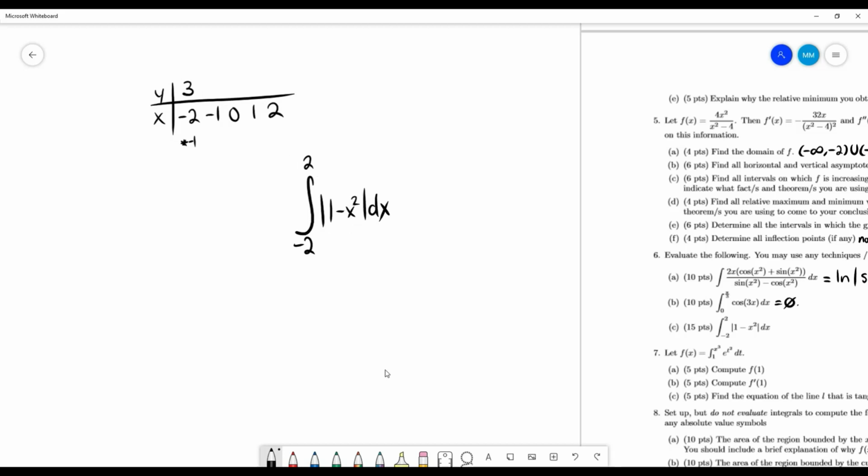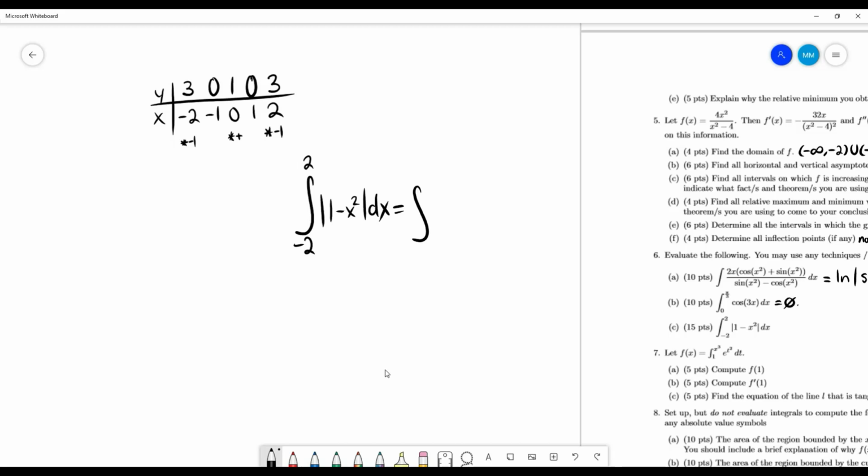Plugging in that -1, it's going to be 1 minus 1, which is 0. That doesn't matter if it's multiplied by a negative or not. Plugging in the 0, I get 1 minus 0, which is just 1. If I multiplied that by a negative and plugged in 0, it would be wrong. So that stays positive. I'm just making a note of that. Plugging in the 1, I get 0 again. Plugging in the 2, I get -3 again, and I had to multiply it by a negative. Which, annoying as this is, tells me I need to split this up into 3 separate integrals, right?